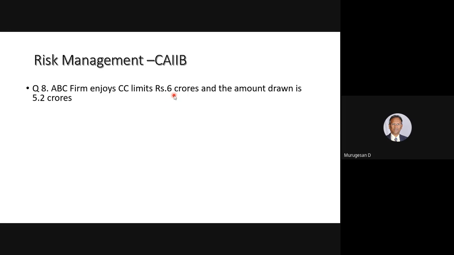Because they do not undergo rating. These small people, they will not get rated. So for these people, 6 crore up to 7.5 crore, the risk weight assigned is 75%, remember. Understood? Retail regulatory exposure, what is the risk weight assigned?